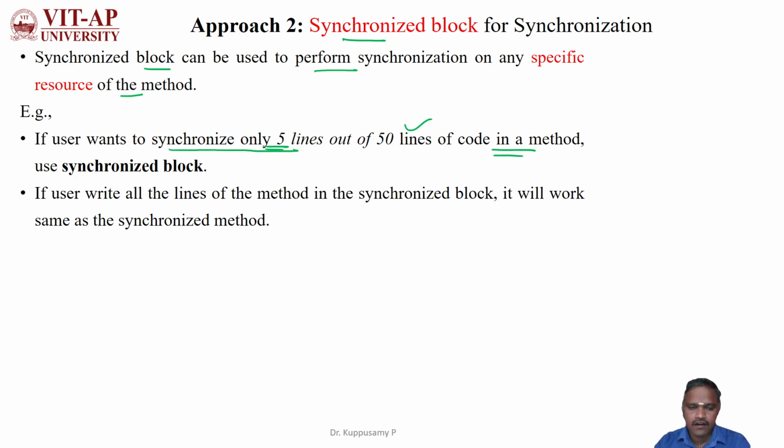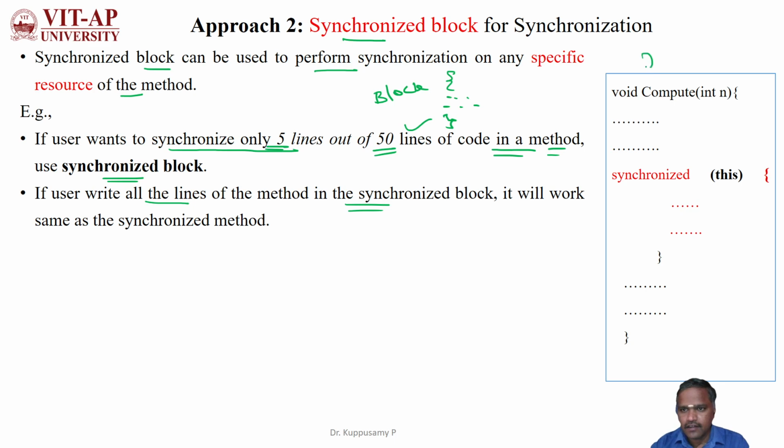For that specific scenario, we can use a synchronized block, in the sense that we can put a set of lines of code inside the curly braces. So this can be called a block. This is the block of code. If the user writes all the lines of a method in the synchronized block, that means all 50 lines of code in the method are written inside this block, then it is equivalent to the synchronized method.